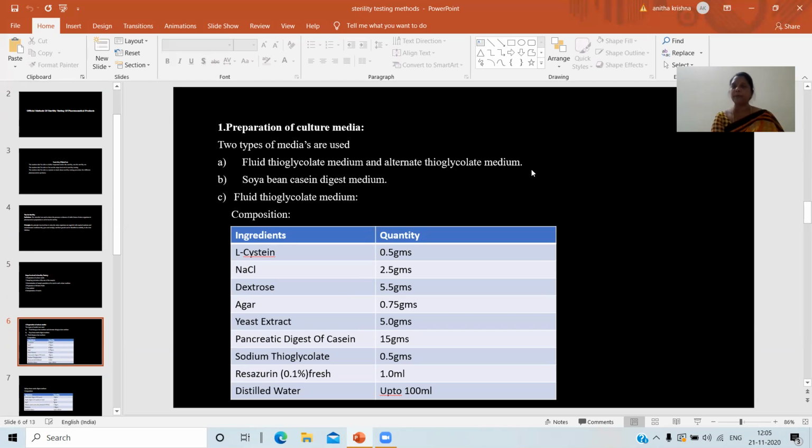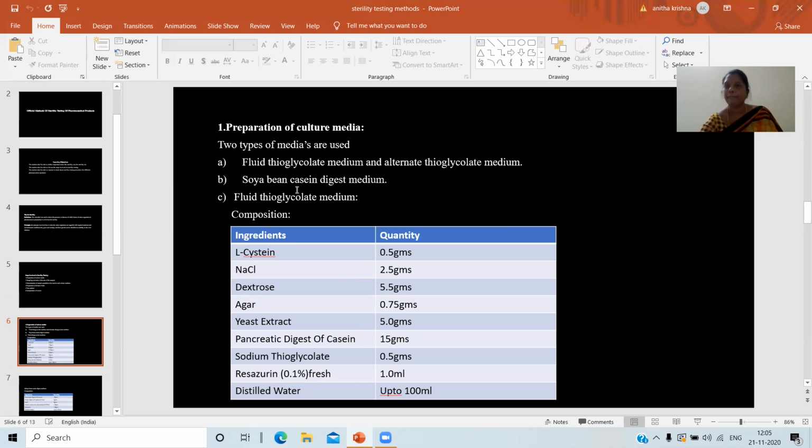Now, talking about the first step, preparation of the culture medium. To test the sterility of a product, there are different culture media available, and generally we use these to test the product. There are two different media which we generally use. One is fluid thioglycolate and alternate thioglycolate medium, and the second is soybean casein digest medium. These are the two media we generally use to perform the test for sterility.